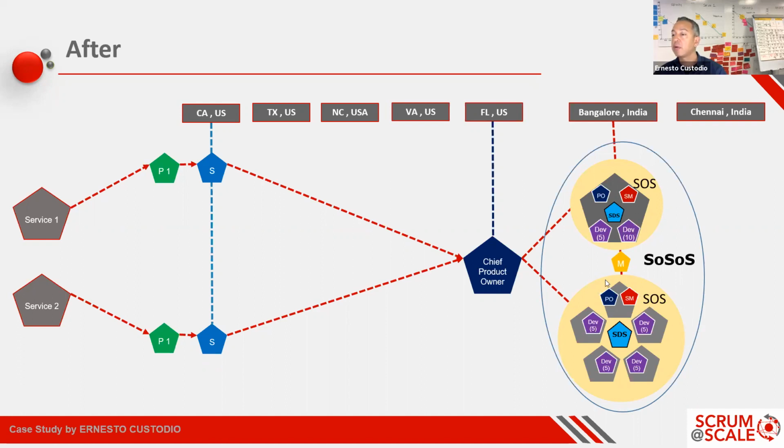This allowed for more coordination between the two teams so that no one team would work in silo. By having the Scrum of Scrum here, these teams were able to work together. By having a Scrum of Scrum here, these teams for Service 2 were able to work together. And by having a Scrum of Scrums, the two SOSs were able to work together. Okay.